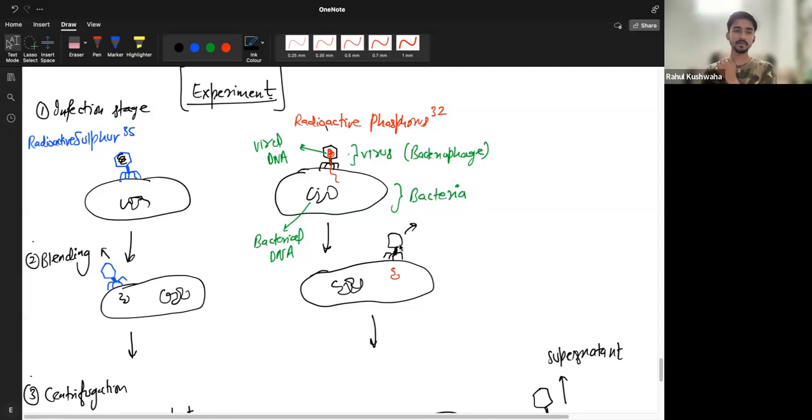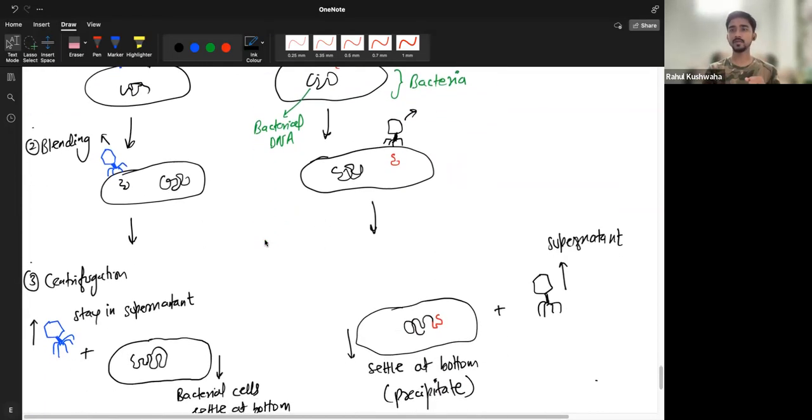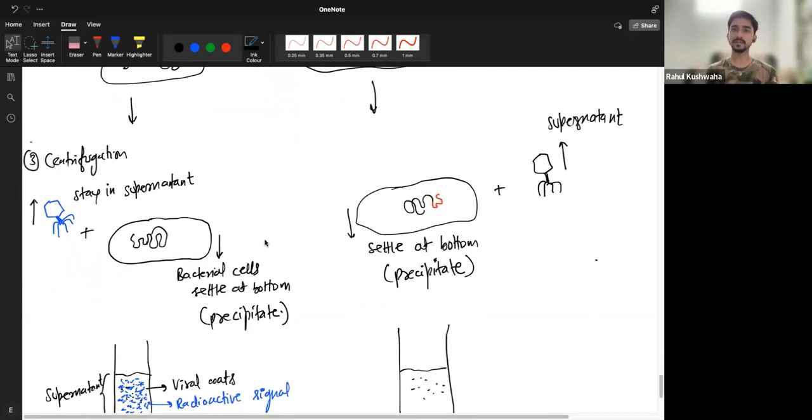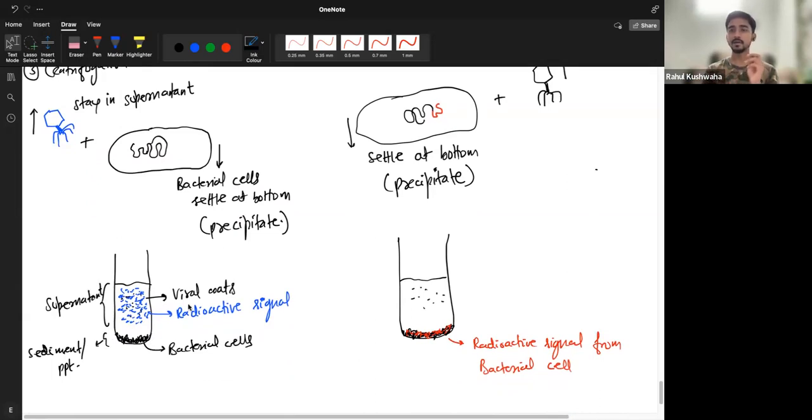So after blending and centrifugation, all they had to do was check whether the radioactive signal is coming from the bacterial cells in the case of culture 1, where they labeled sulfur, or in culture 2, where they labeled phosphorus. If the signal of radioactivity comes from the bacterial cells in culture 1, it will prove that protein is the genetic material because protein entered the cells. But if it is coming in the case of phosphorus, it will prove that DNA is the genetic material because DNA entered the cells.